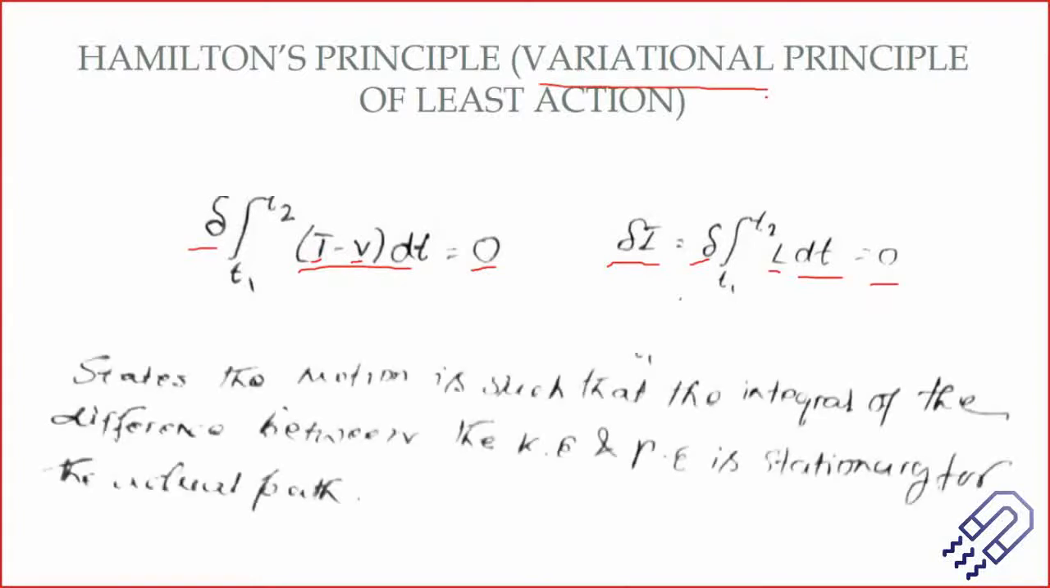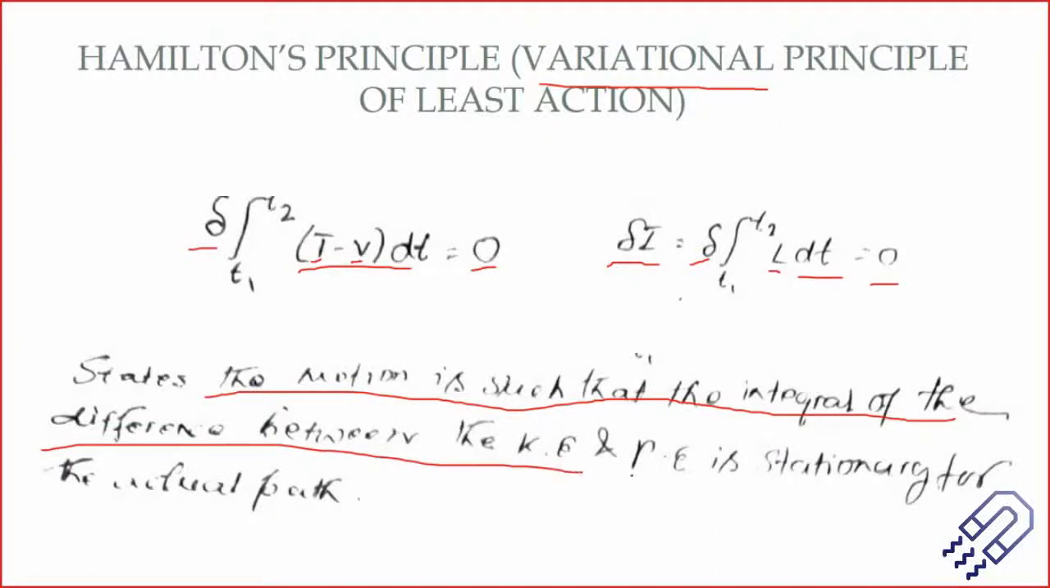Okay, not very complicated. So let me just read this. It states the motion is such that the integral of the difference between the kinetic energy and the potential energy is stationary for the actual path. So now you see this actual path. The term is actual path. Do I know it from the configuration space of Lagrangian? The answer is no. Do I know it from Hamiltonian? Yes. And that's why we are using it in Hamilton's principle.